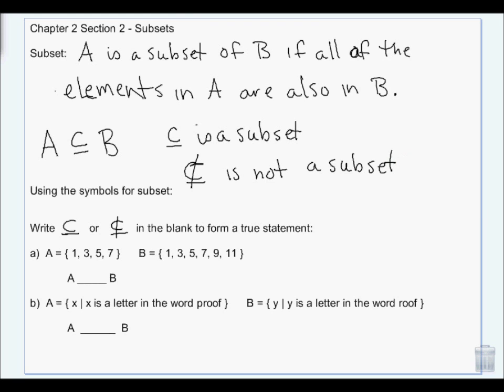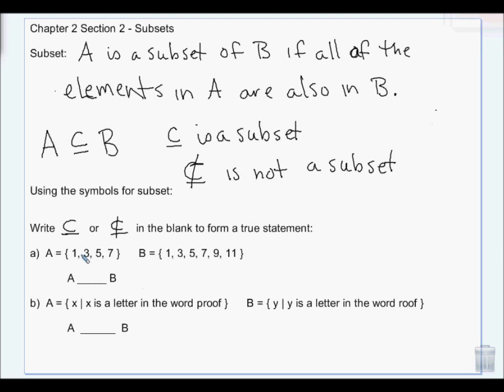Okay? So an example of a subset. If you had a set that were all of the digits 1 through 10, right? So I had 1, 2, 3, 4, 5, 6, 7, 8, 9, 10. The even numbers would be a subset. The even numbers up to 10, because 2, 4, 6, 8, and 10 are also in the numbers 1 through 10. Does that make sense? Okay.